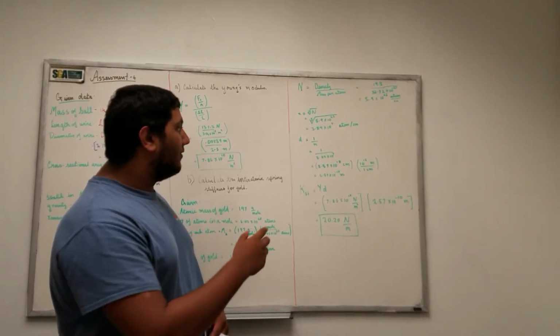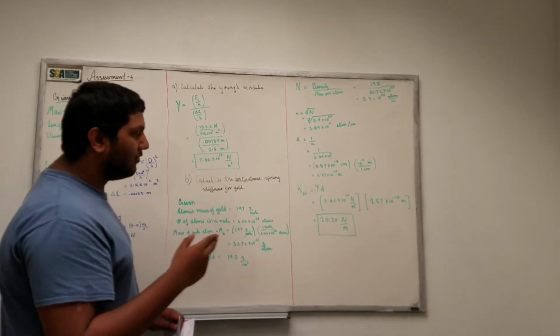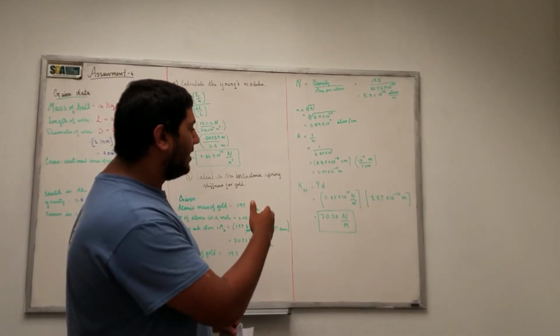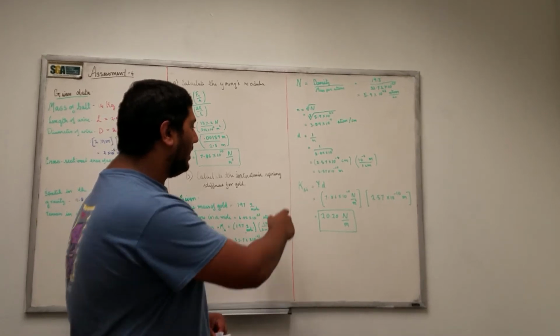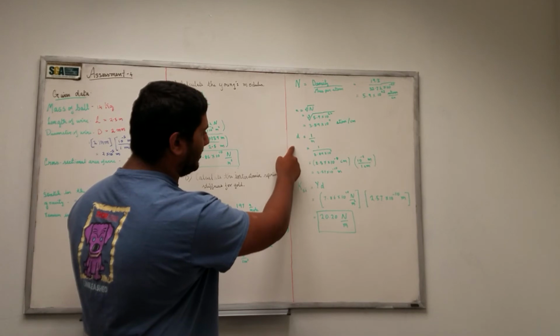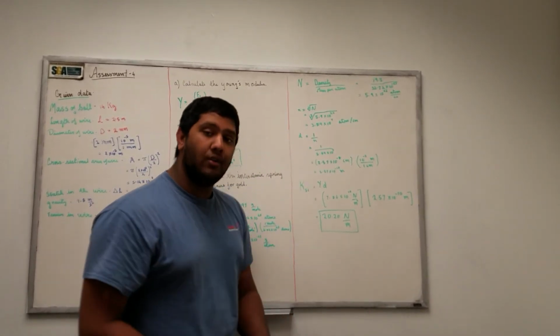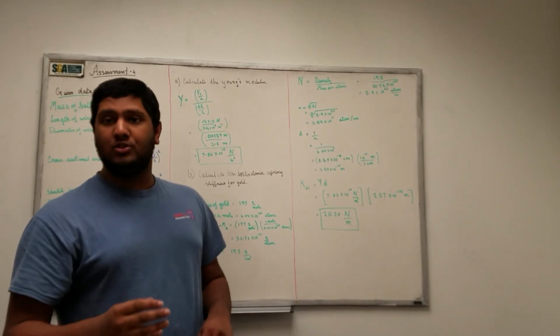With all this information, we can finally calculate the interatomic spring stiffness for gold, for which we use the formula k_si equals Y times d. Y is the Young's modulus we found here, and d is the interatomic distance we found here. By multiplying them, we get a value of 20.20 newtons per meter.